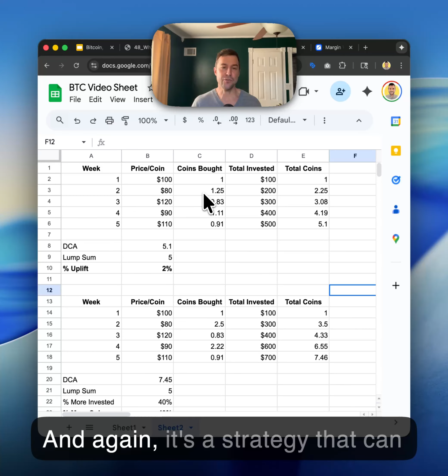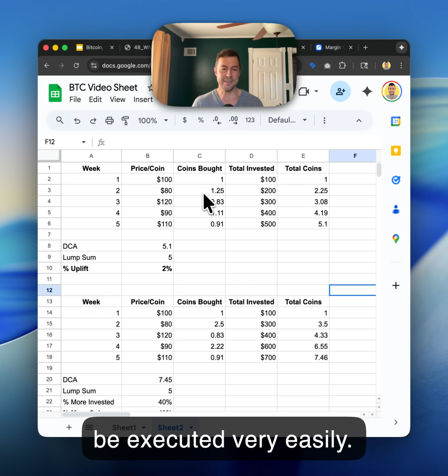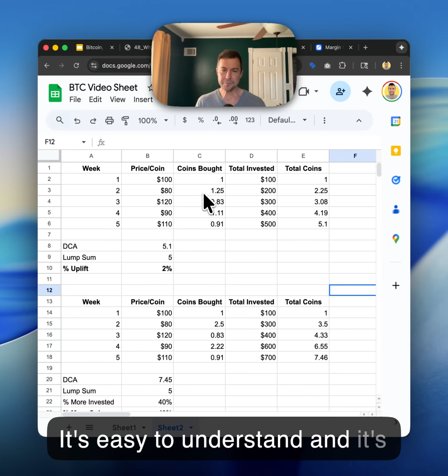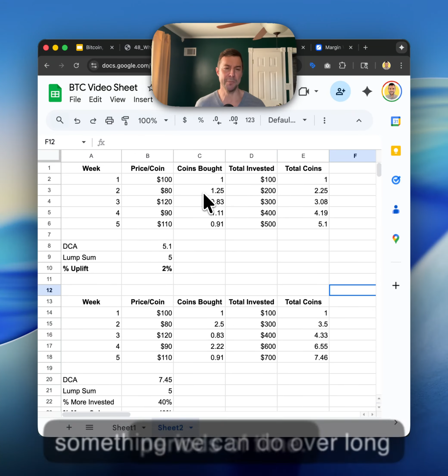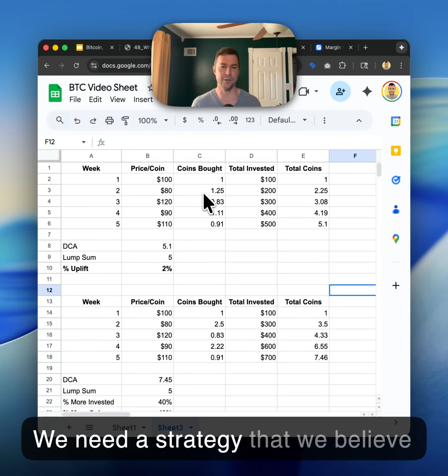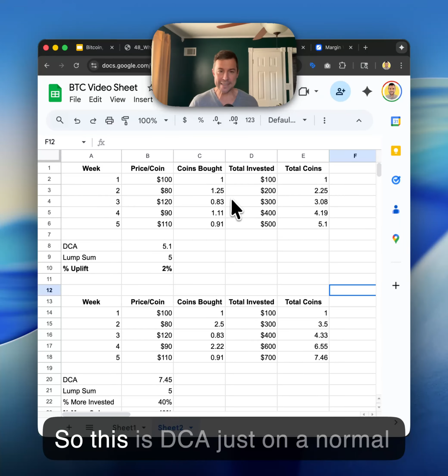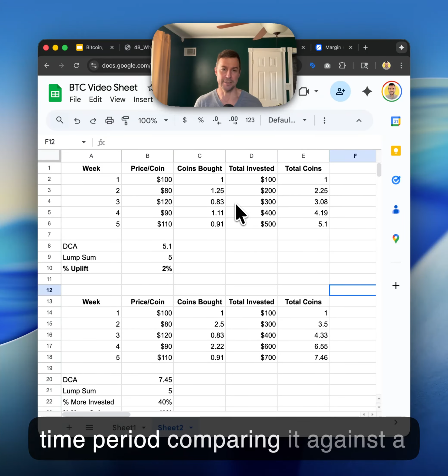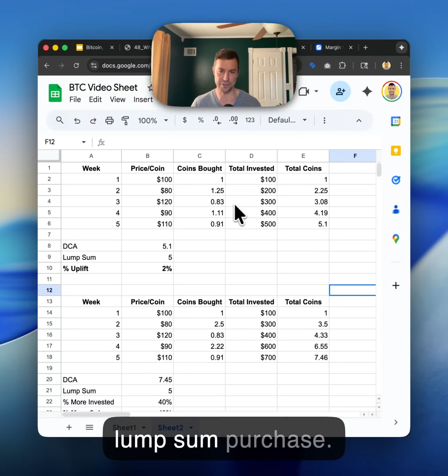And again, it's a strategy that can be executed very easily. It's easy to understand, and it's something we can do over long periods of time. We need a strategy that we believe in, that we understand, and we can actually execute. So this is DCA just on a normal time period, comparing it against a lump sum purchase.